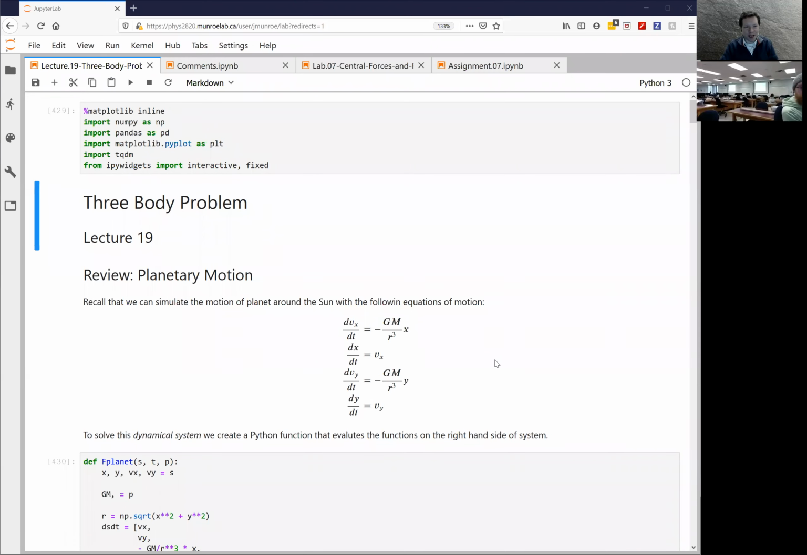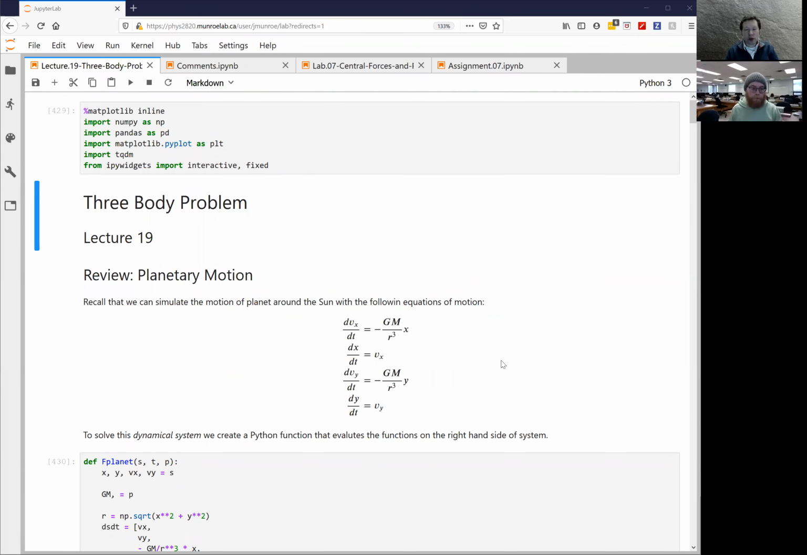Okay, so Physics 2820, Lecture 19. I want to deal with the three-body problem, or at least add another planet into our solar system and understand how the dynamics of multiple planets interacting in the solar system would work.